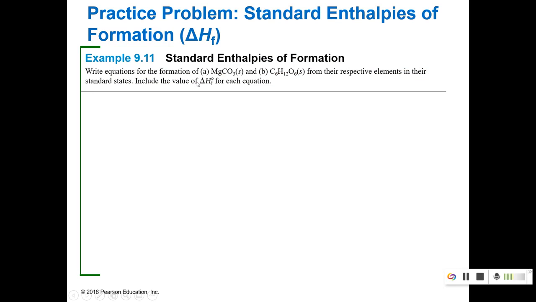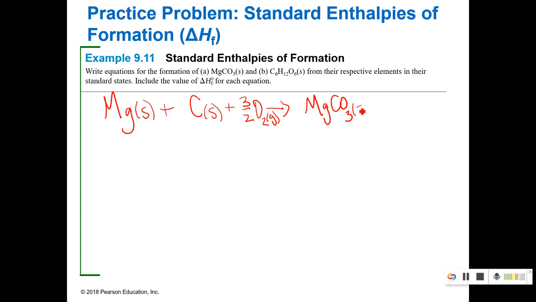All right, so write the equations for the formation of magnesium carbonate and glucose with their respective elements in their standard states, and then find the delta H for each equation. So we've got Mg, magnesium starts as a solid, plus carbon solid, plus 3/2 O2, and that's a gas, yields MgCO3 solid.